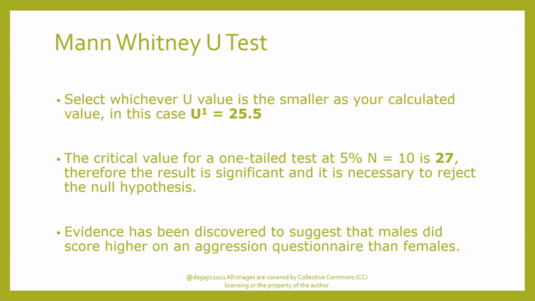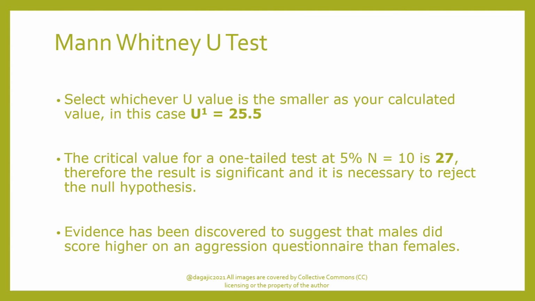We always select the smallest U value. So in this case, U1 was the smaller as it was 25.5. The critical value for a one-tailed test at 5%, N equals 10, is 27. So therefore, in this case, our result is significant and we can reject the null hypothesis. We have found evidence to support the idea that males would score higher on an aggression questionnaire than females.